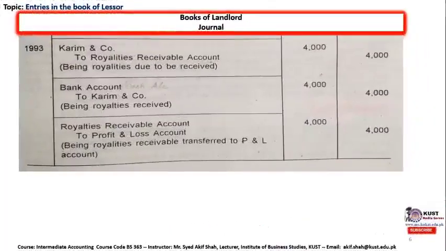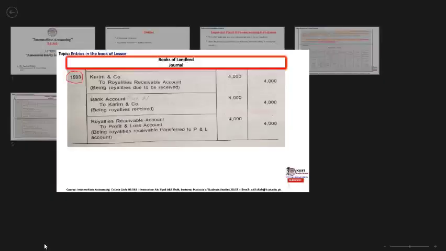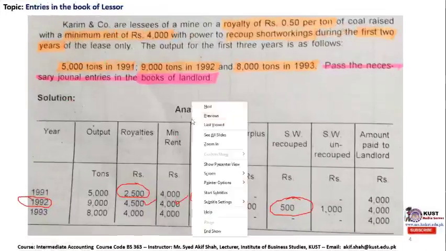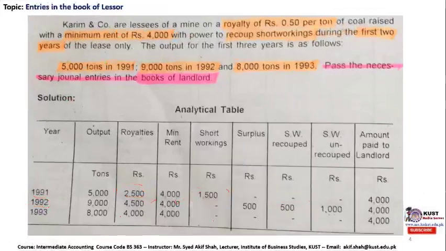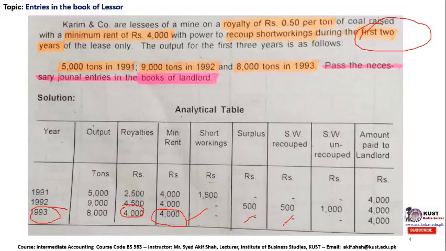Let's discuss the final year entries, which pertain to 1993, December 31st. Let's go back to the analytical table. Here it is. We can see that in 1993, the royalty fee was 4,000 and the minimum rent was also 4,000. There was nothing in short working, no surplus, and no short working recouped, because the 2 years of time period have passed, so we cannot recoup this short working. Therefore, short working recoupable is unavailable.